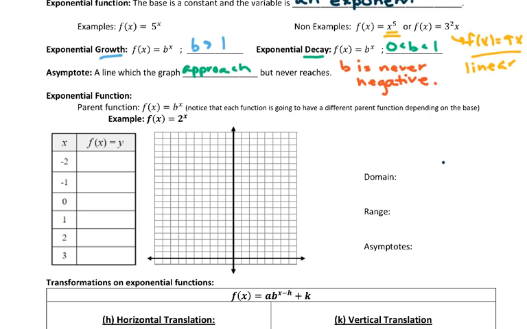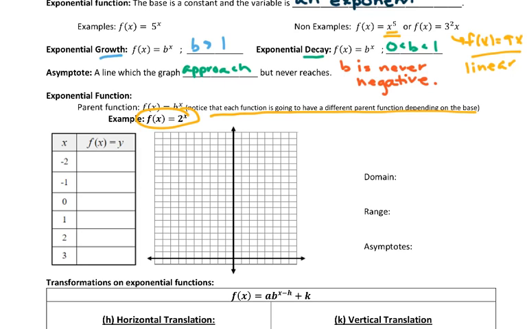Notice though, because our parent function does have b in it, as I put here, each of your parent functions is not just going to be the same function every time. It's going to be a little bit different. It might be f of x equals 2 to the power of x, like we have in this example. It could be 3 to the power of x or 4 to the power of x. So every single time you're going to have to figure out what the parent function is and then go from there. Okay. So this is our first one that we are going to graph.